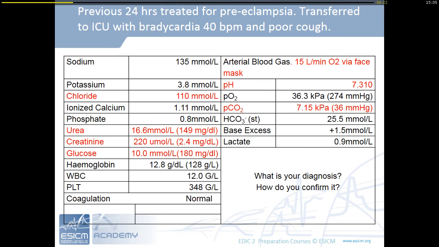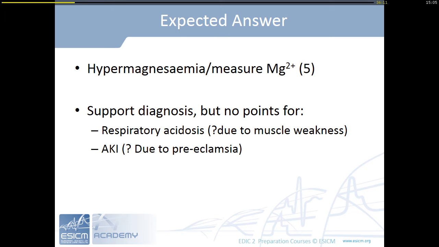So then by synthesizing this, what is the treatment for preeclampsia? It's magnesium, and now we have bradycardia and poor cough. So the measurement of magnesium and hypermagnesemia are the working diagnosis. And indeed, she may have respiratory acidosis due to muscle weakness, and due to preeclampsia we can see signs of AKI, which support your main diagnosis, but you don't win any points from this.